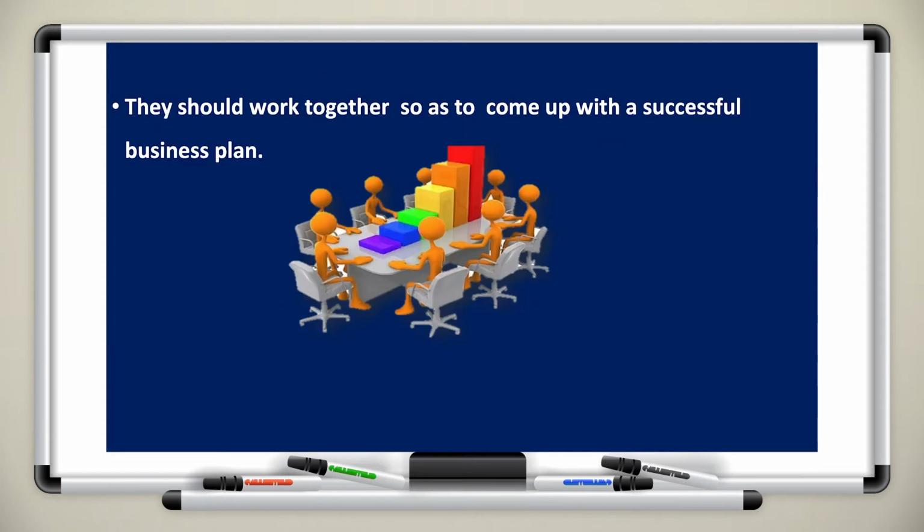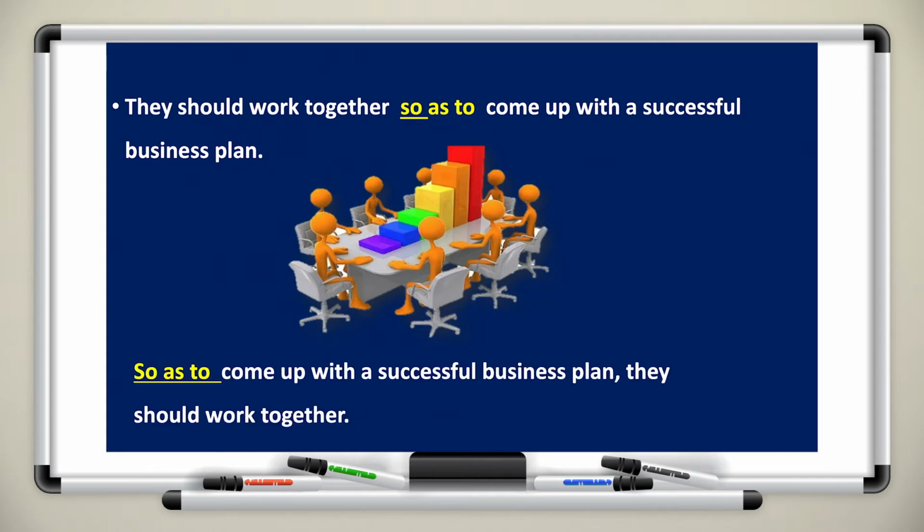Look at these people. They should work together so as to come up with a business plan. What's their purpose? To come up with a business plan. So what we can say is, they should work together so as to. This is the connector. We can also start with it at the beginning of the sentence. So we can say, so as to come up with a business plan, they should work together. Use it at the beginning of the sentence or in the middle of the sentence.